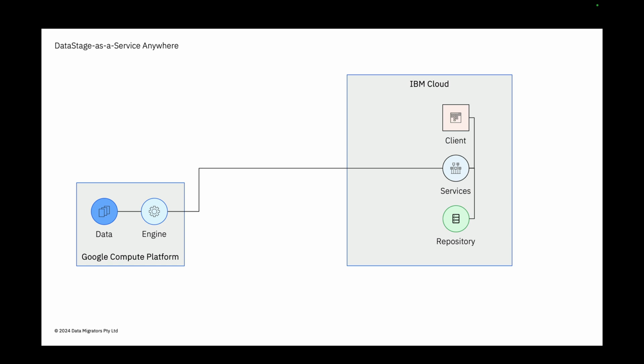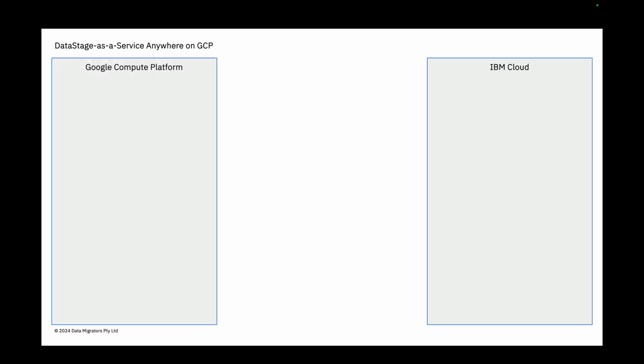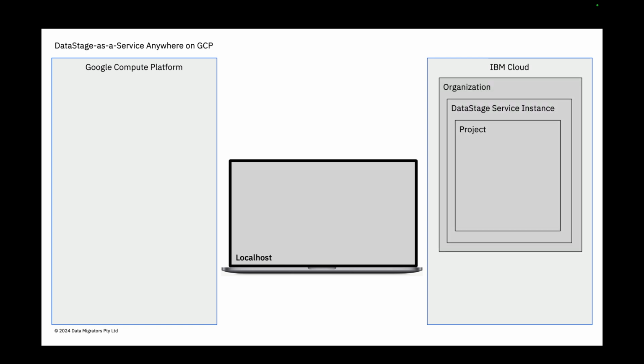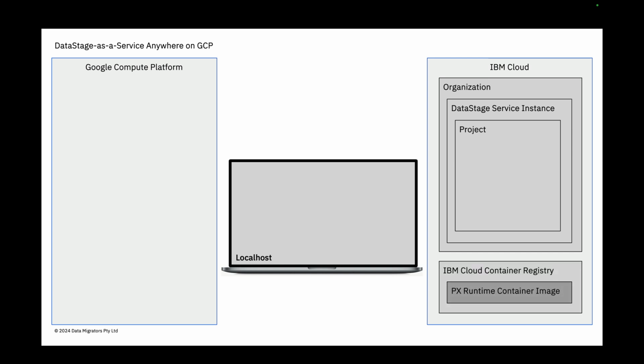Today, as I've mentioned, we're going to look at Google Compute Platform. So what that involves is we've got an IBM Cloud environment and a Google Compute Platform environment, and I'm going to connect the two using nothing more than a simple laptop. On IBM Cloud, I'll have an organization. Within that, I'll have a DataStage service instance, and within that, I will have a Cloud Pak project. Also on IBM Cloud, there is a Cloud Container Registry, which contains an image, a Docker image of the parallel runtime engine that's being used by DataStage to process data.